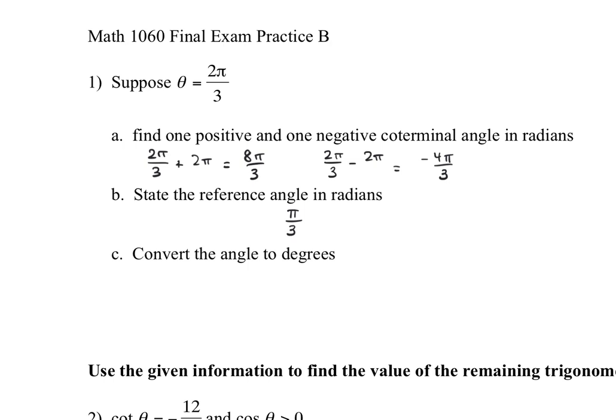And now for part C, we convert 2 pi thirds into degrees. So we're going to multiply this by the conversion factor where pi radians is in the denominator and 180 degrees is in the numerator. This turns into 360 divided by 3, which is 120 degrees.